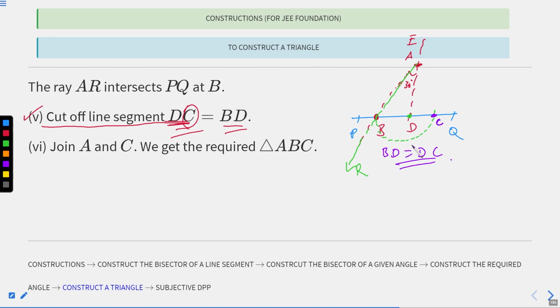Okay, now joining AC, we get the required triangle ABC. See, now the only thing remaining is to join A, B, C.